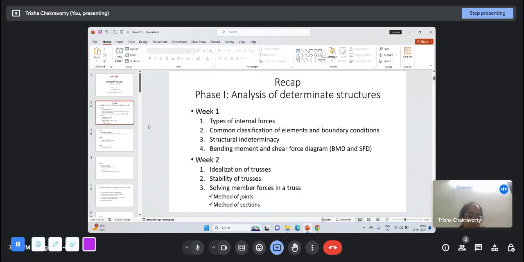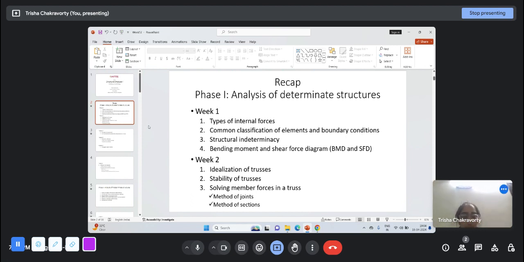This course was divided into two phases: analysis of determinate structures and analysis of indeterminate structures. The first 6 weeks were dedicated to the first phase. In week one, we looked at types of internal forces: bending moment, shear force, axial force, and torsional moment. Then common classification of elements like beam element, frame element, truss element, and boundary conditions like roller, hinge, fixed supports. Then we looked at structural indeterminacy and then how to draw bending moment and shear force diagrams, BMD and SFD.